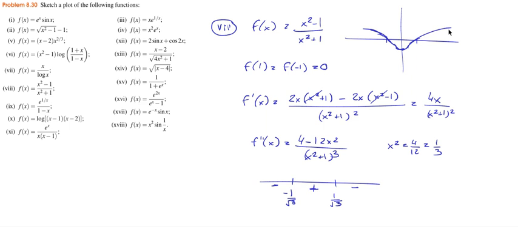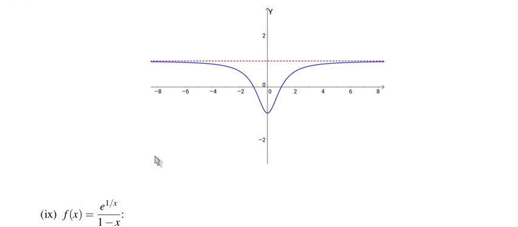What you can see here is that the limit when x goes to infinity of f is 1. We have a horizontal asymptote. Okay, so this is what this looks like. This is what you have: the change of concavity here and then the asymptote.